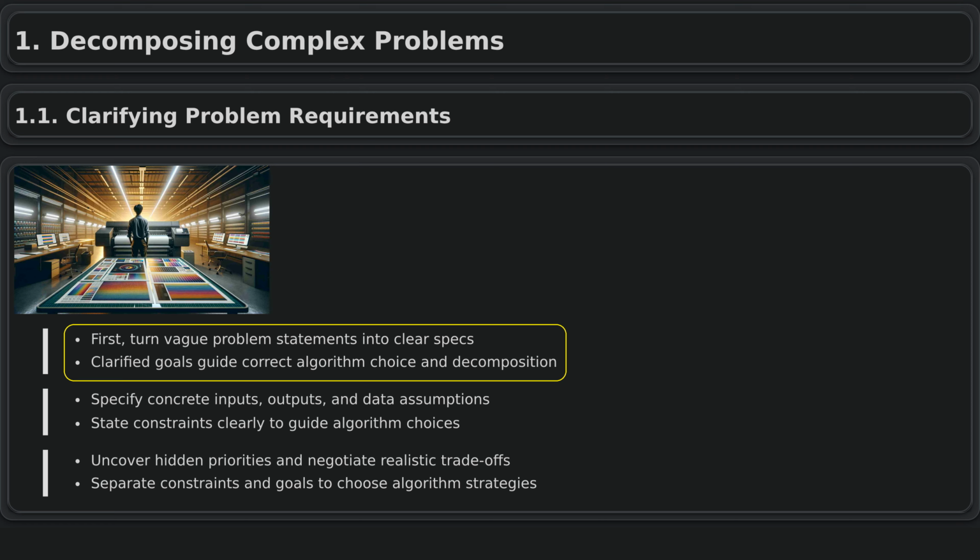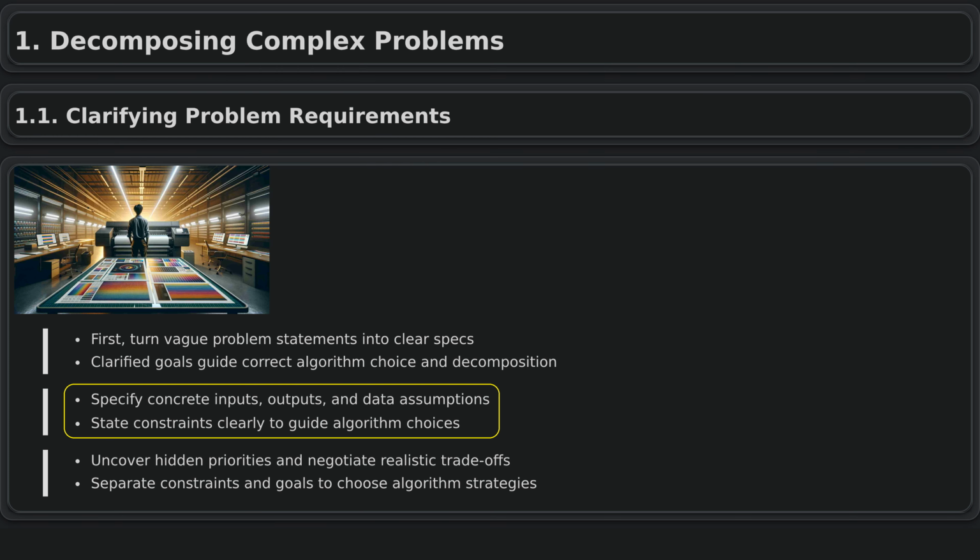For example, in a recommendation system, you need to decide whether the main objective is to increase sales, user engagement, or diversity. And in scheduling, whether you care more about finishing tasks quickly or balancing workloads. Each choice leads to different algorithmic solutions. So without this clarity, you may end up solving the wrong problem.